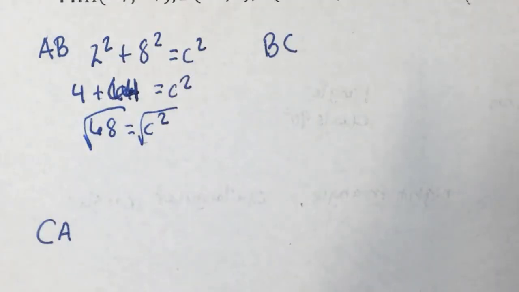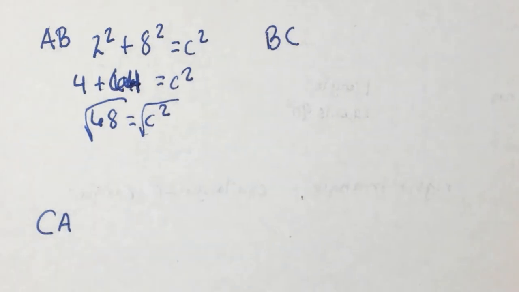Now they told us to leave these in simplest radical form. I need somebody to break that down for us. Can that one be broken down? See if 4 goes into 68. It goes in 17 times. So split it into 4 and 17 under the radical.